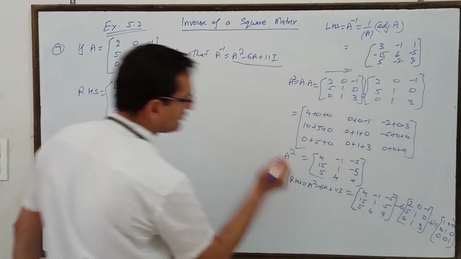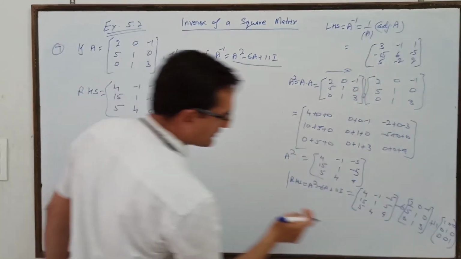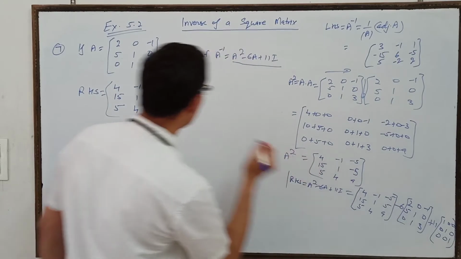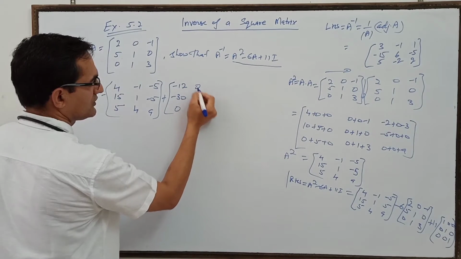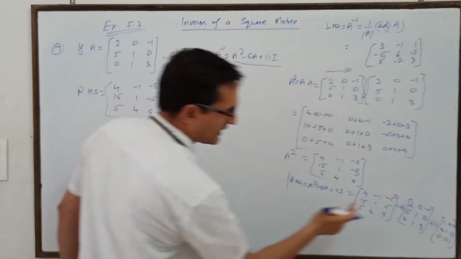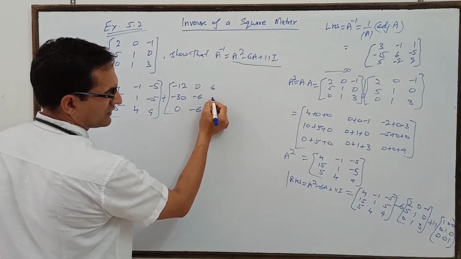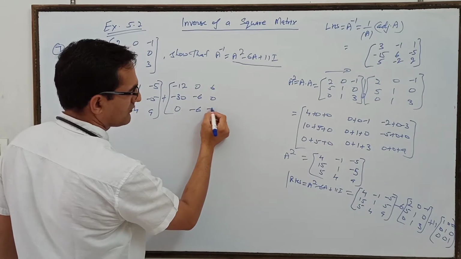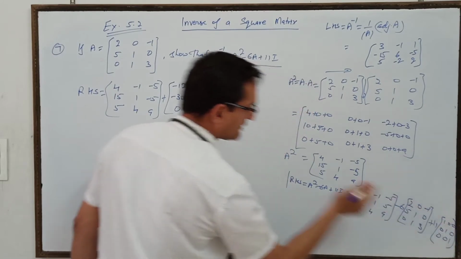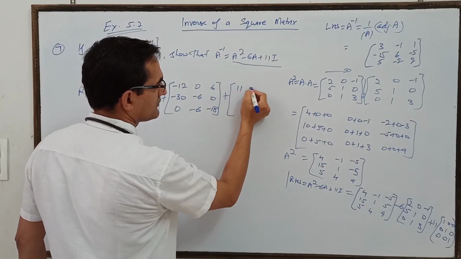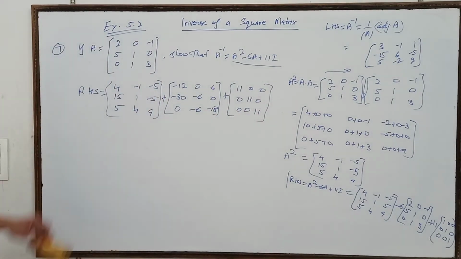So minus 6 into 2 is minus 12, minus 30, and here is 0, and here is 0, minus 6 and minus 6, 0, minus 6, and multiply minus 6 by this one. So minus 6 into minus 1 is 6, 0, minus 6 into 3 is minus 18. Plus 11 into the identity matrix, take 11 inside it. So 11 0 0, 0 11 0, 0 0 11. Now add that.